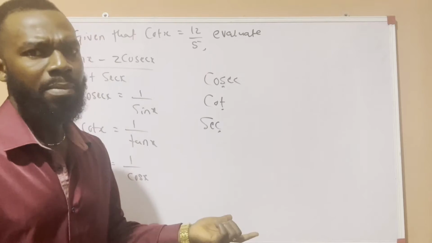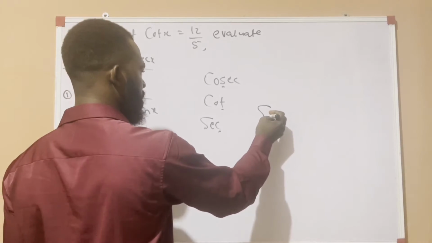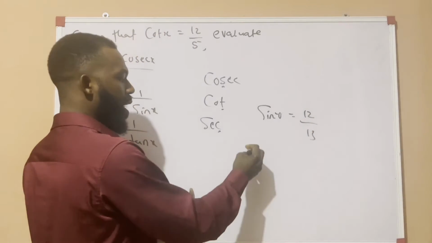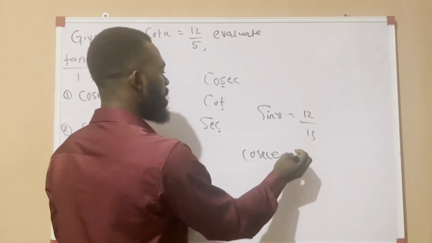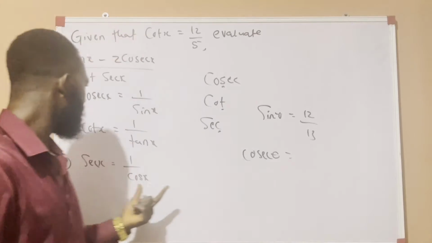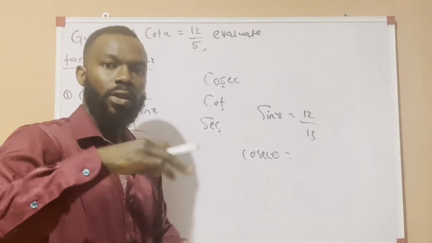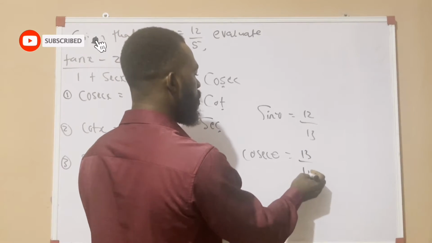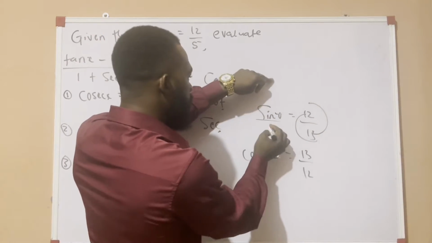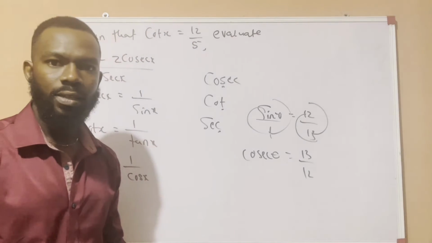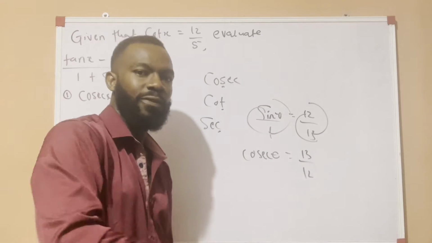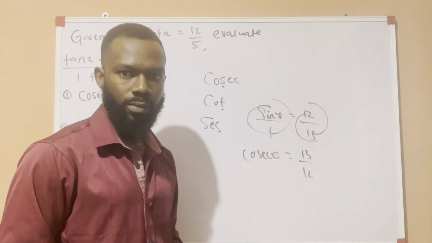Are you with me? Let us imagine we have sine theta equals 12 over 13, and you are told to find cosec theta. It is very simple. Since cosec is the inverse of sine, the answer becomes 13 over 12, because reciprocating 12 over 13 gives 13 over 12, which is 1 over sine. It is as simple as that.